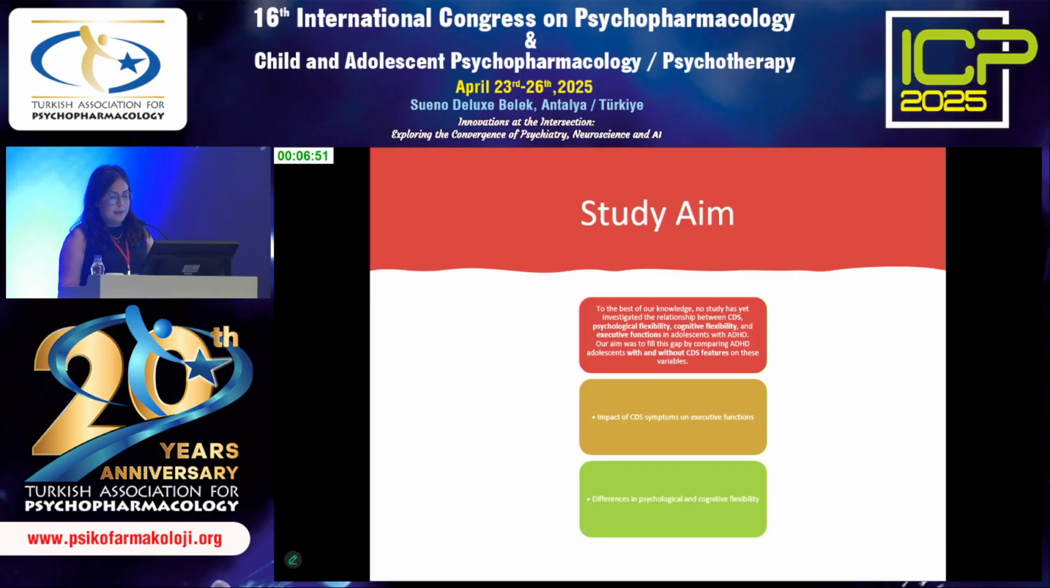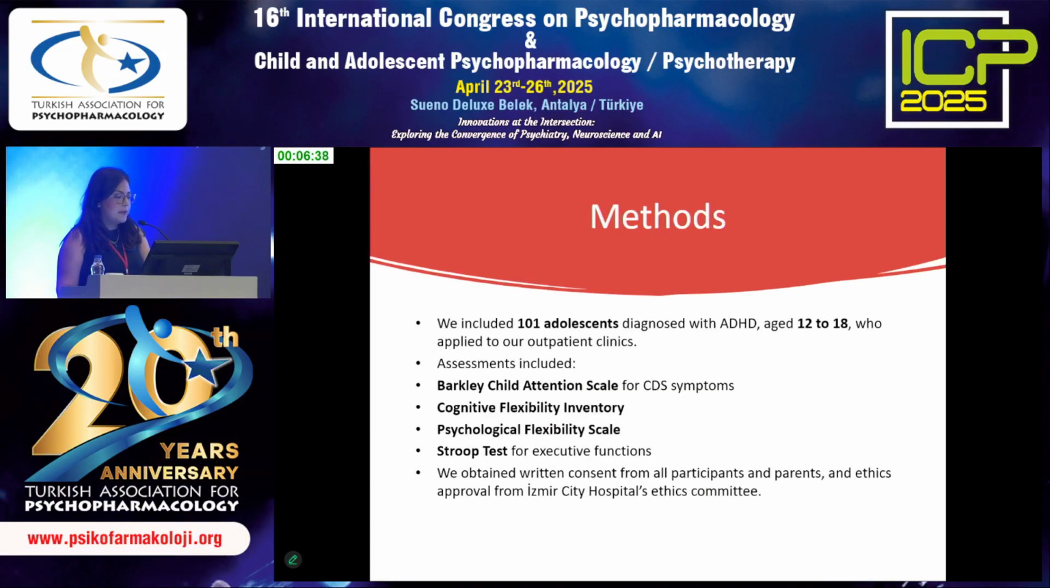The aim of the study is, to the best of our knowledge, no study has yet investigated the relationship between CDS, psychological flexibility, and cognitive flexibility, so differences in psychological and cognitive flexibility. We included 101 adolescents diagnosed with ADHD. The assessments included the Barkley Child Attention Scale, Cognitive Flexibility Inventory, Psychological Flexibility Scale, and Stroop tests for executive functions.